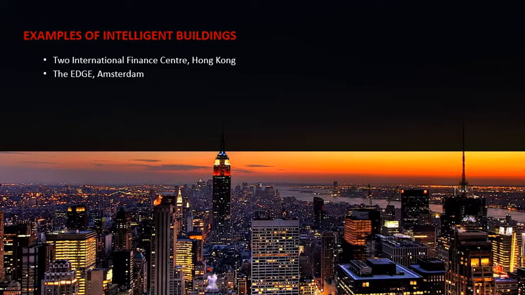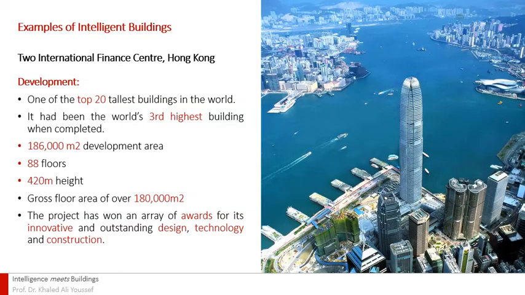In this part, which is the last section of the presentation, I will talk about two cases of intelligent buildings. These are the International Finance Center in Hong Kong and the Edge Building in Amsterdam. The International Finance Center is one of the top 20 tallest buildings in the world. The development area is about 186,000 square meters. The building has 88 floors. It is about 420 meters in height. The project has won a lot of awards for its innovation and outstanding design, technology, and construction.